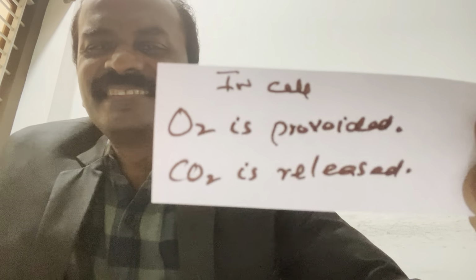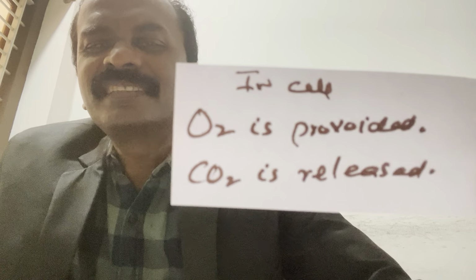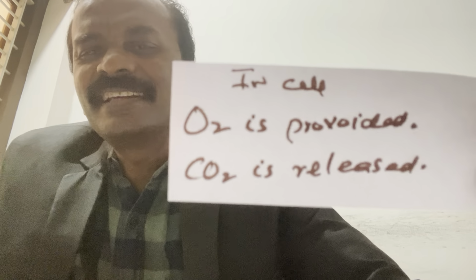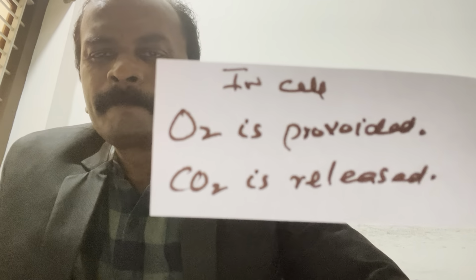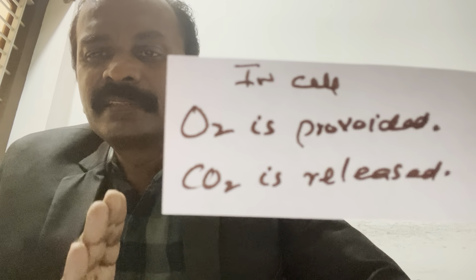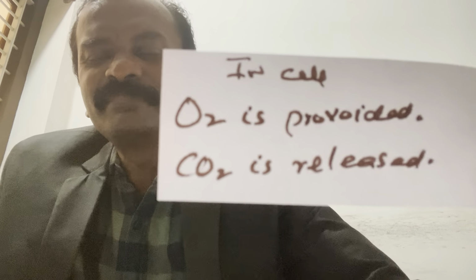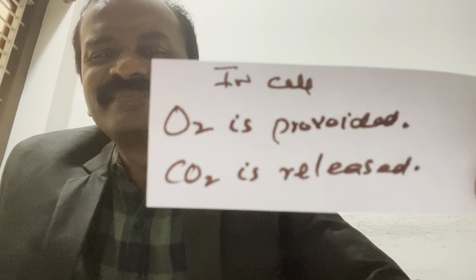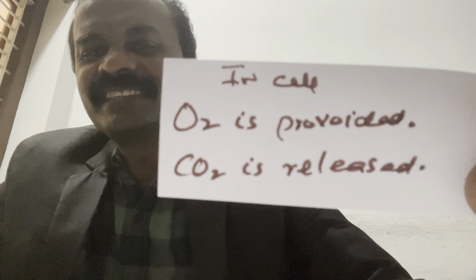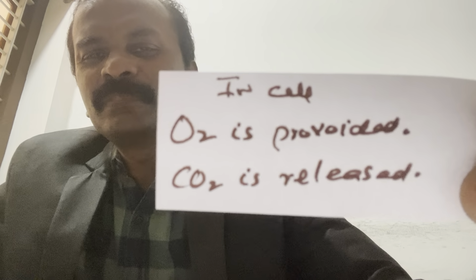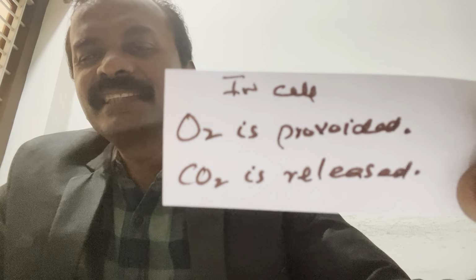See, now you answer this. I made it very clear. In a cell, oxygen is provided, carbon dioxide is released. True or false? This is how you should memorize for NEET. You can remember these concepts for 1 year. Minimum 1 year you can remember. It is a true statement. See, oxygen is provided, carbon dioxide is released.